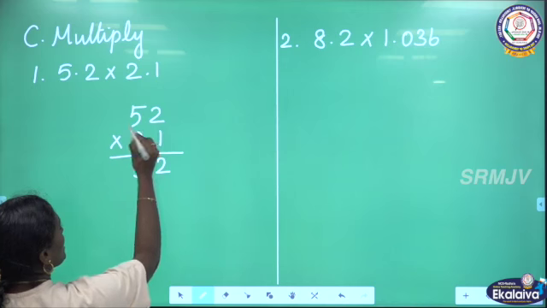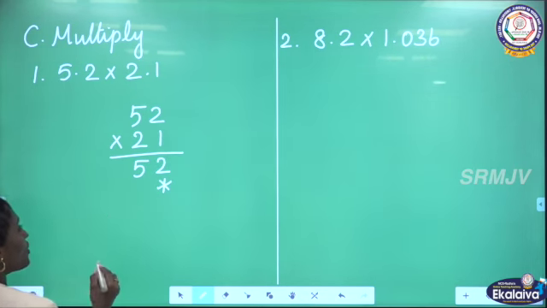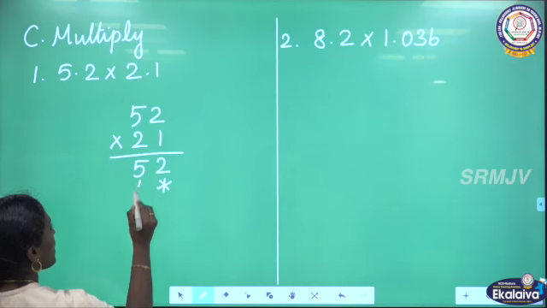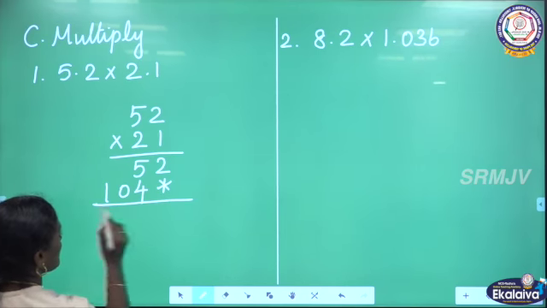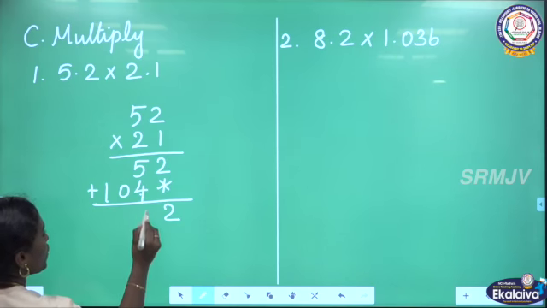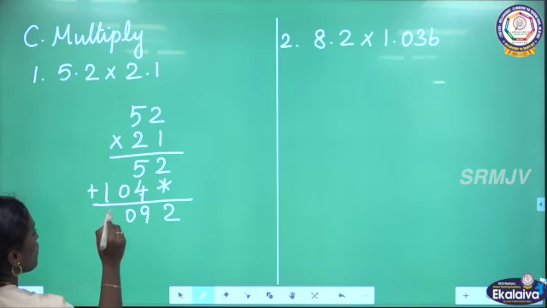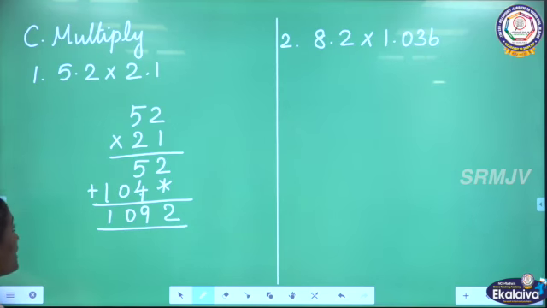Now we are going to multiply the number 52 by 2, which is in the tens place. So we have to leave the ones place. 2 2s are 4, 2 5s are 10. Now we have to add: 2, 5 plus 4, 9, 0, 1. This is the product of 52 and 21.